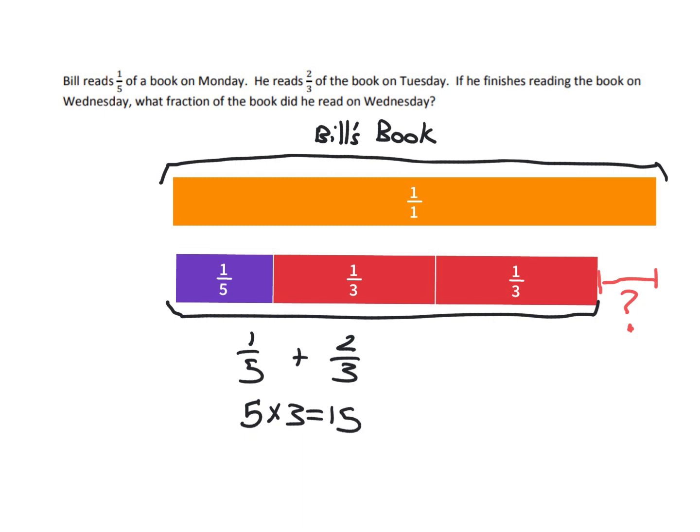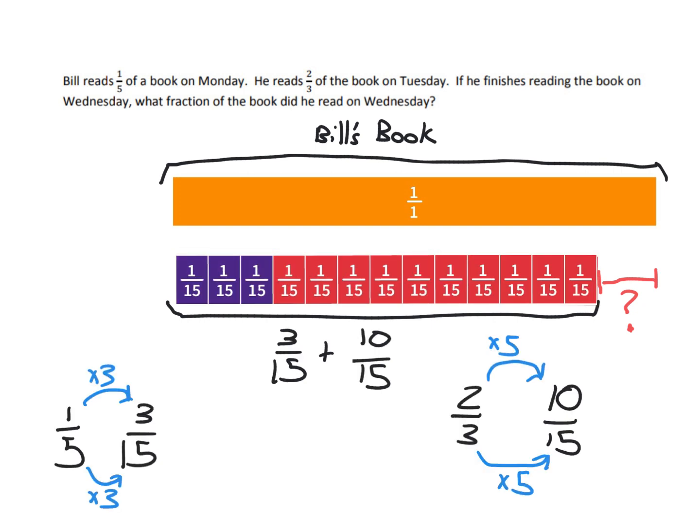Let's take our fractions and turn them into equivalent fractions using their common multiple of 15. First, we take 1/5 and we multiply the numerator and the denominator by 3 to get 3/15. And then we take 2/3 and we multiply the numerator and the denominator by 5 to get 10/15. Now we have equivalent fractions of 1/5 and 2/3 that both have the denominator of 15. Now that both fractions have a like denominator, we can add the numerators together. 3/15 plus 10/15 equals 13/15.